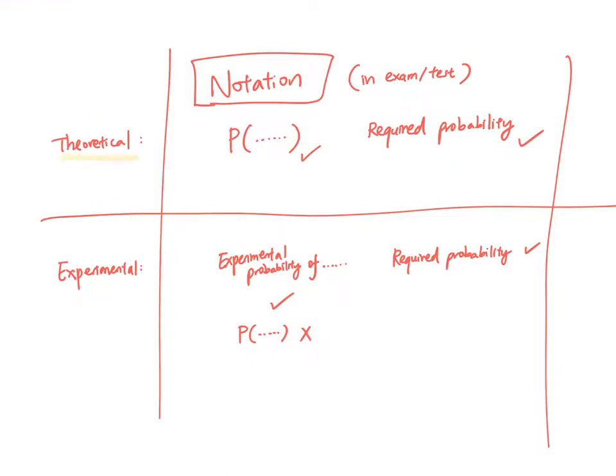So finally, we talk about notation. For theoretical probability, we write P bracket something, or of course, you can write required probability. However, if it is an experimental probability with some actual data, then you have to write experimental probability of something, or required probability. If you write P bracket, that's wrong. So that is the only difference between these two in notation.